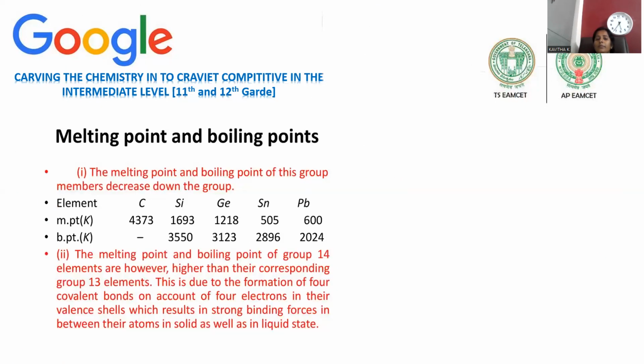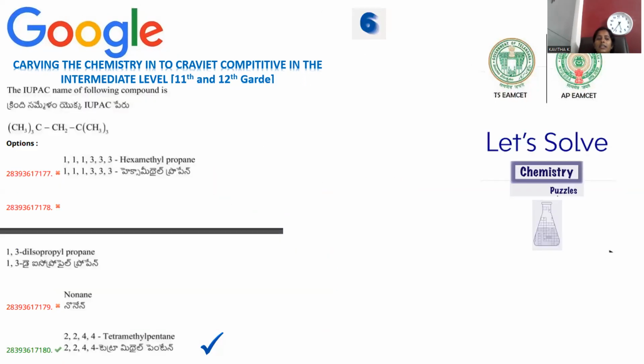Move on to question number 6. Question number 6 is collected from IUPAC nomenclature. IUPAC stands for International Union for Pure and Applied Chemistry. According to IUPAC, compounds are given systematic nomenclature. This is the compound given where carbon, carbon, carbon with a 3-methyl in the terminal carbon atoms. For this compound, the correct answer is 2, 2, 4, 4 tetramethyl pentane.